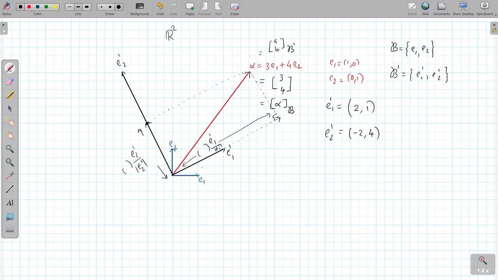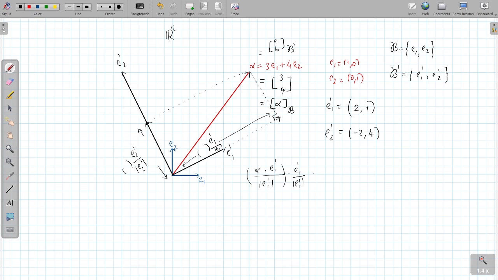So in order to get this vector, we write what this length is. This length is the shadow, or projection, of alpha onto e1 prime, divided by modulus of e1 prime, times the unit vector. This is the length, and that times the unit vector along that direction. So e1 prime divided by its modulus is the unit vector along this direction. This will give this vector.